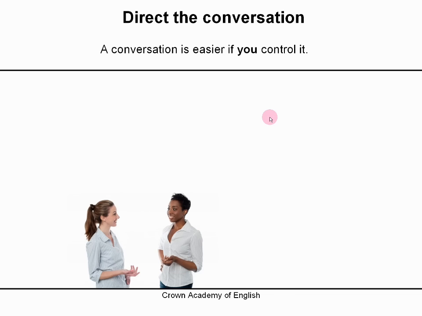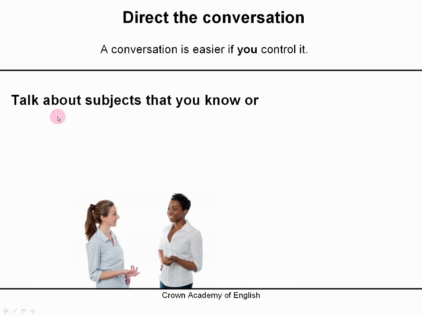And here are just two basic techniques. First of all, you can talk about subjects that you know about or that interest you. For example, if you are interested in football, then you can start talking about football. And the reason is that you will then be more motivated to talk about it and to listen to the other person. The opposite situation is if the other person is talking about something like football, but you are not interested in football, then you will very quickly lose interest and you'll be bored and you will stop listening.